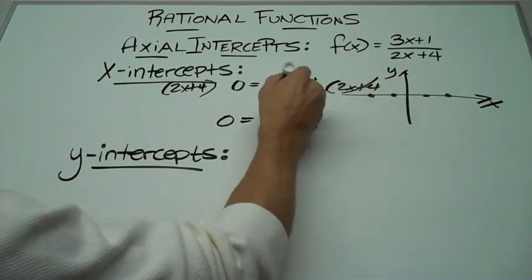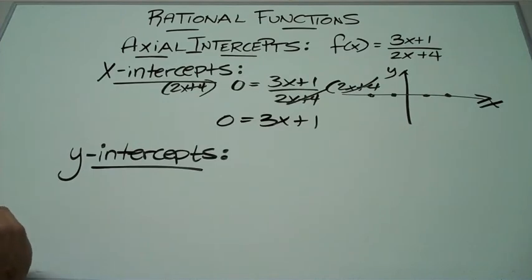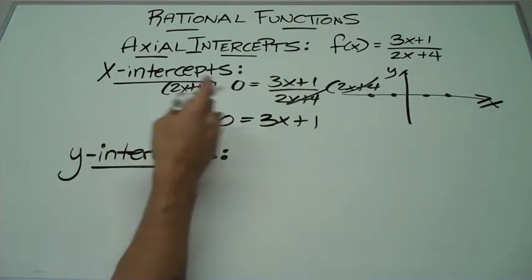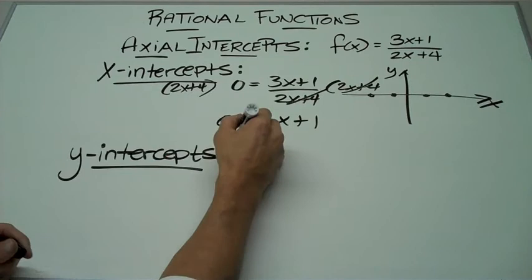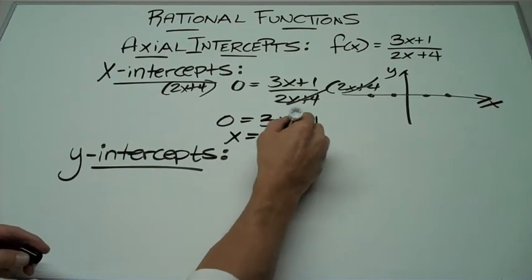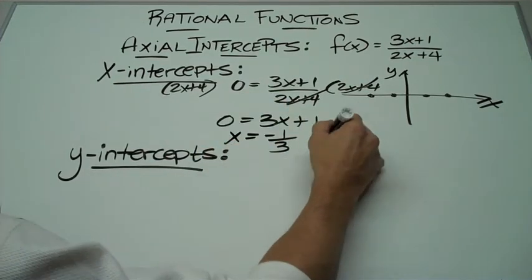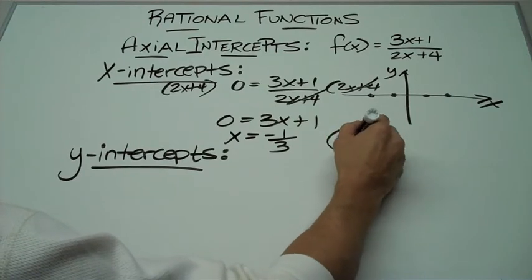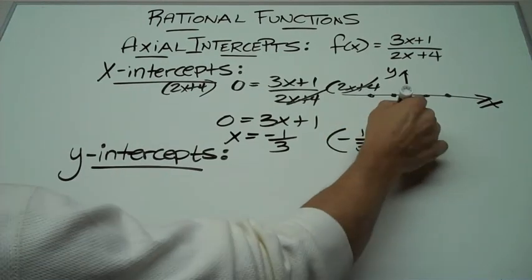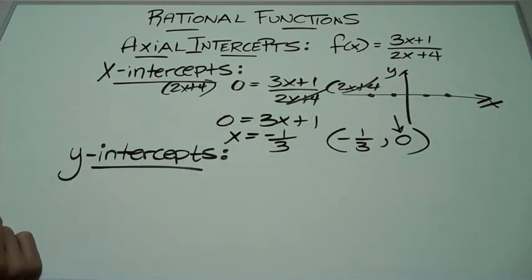Because the 2x plus 4 will cancel here, and that times 0 is 0. So now all I have to do is solve for x: minus 1 from both sides, divide by 3, and I get x is equal to negative 1/3. That would be the point: x is negative 1/3, y is equal to 0, because we substituted a 0 for y.